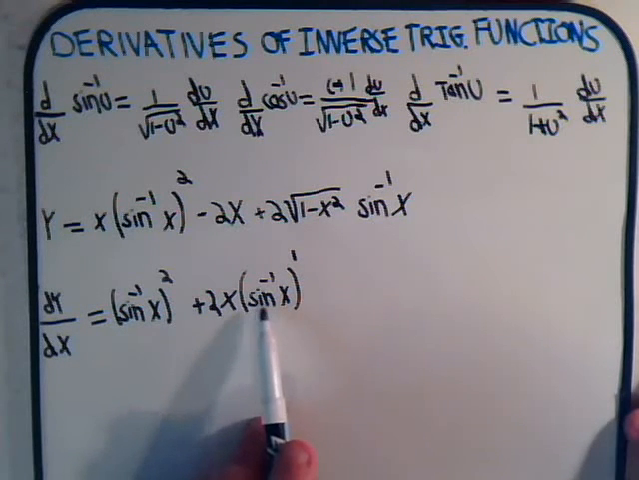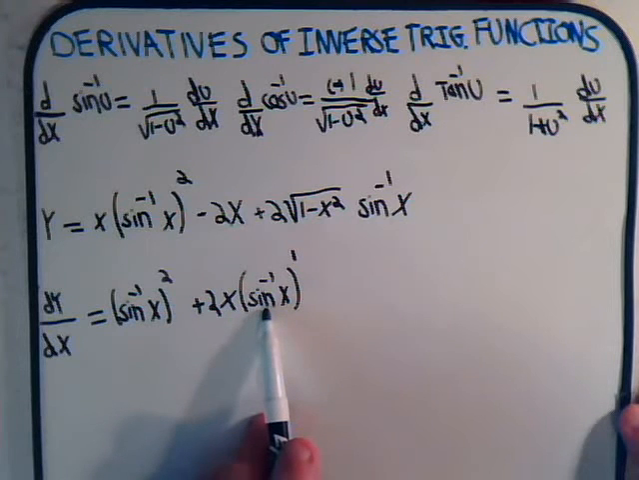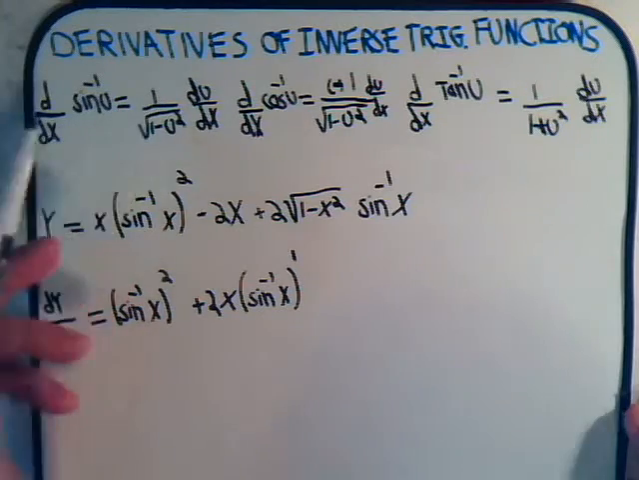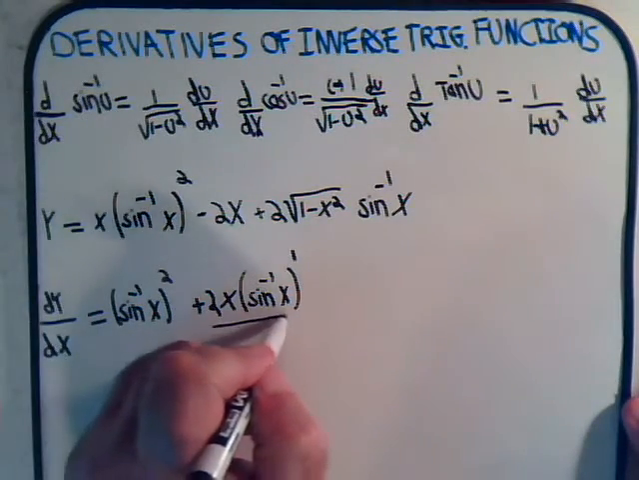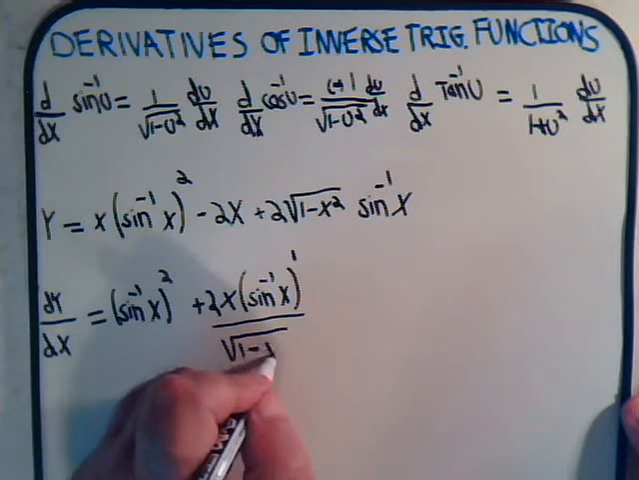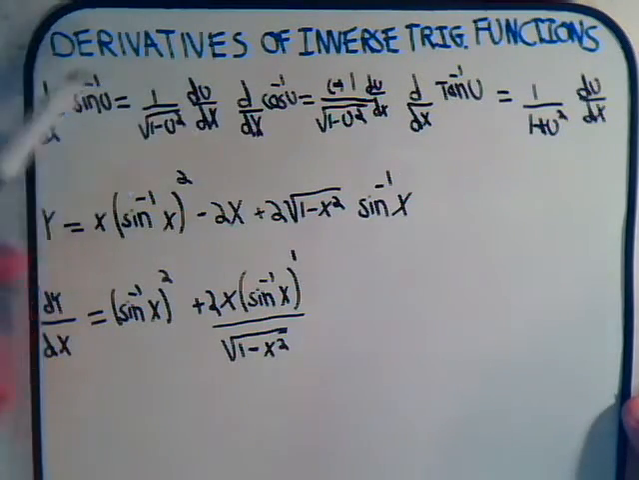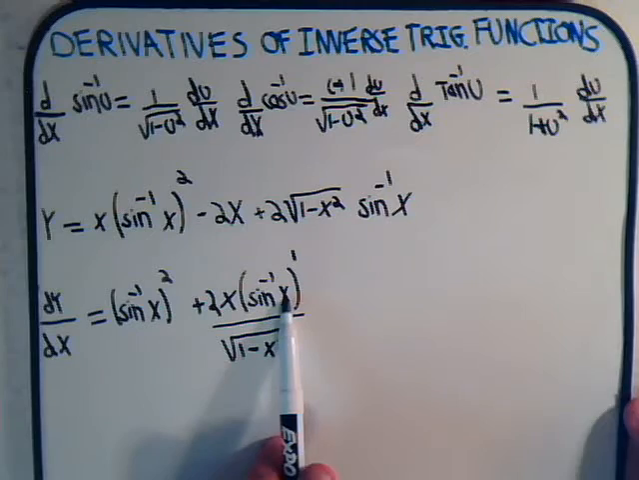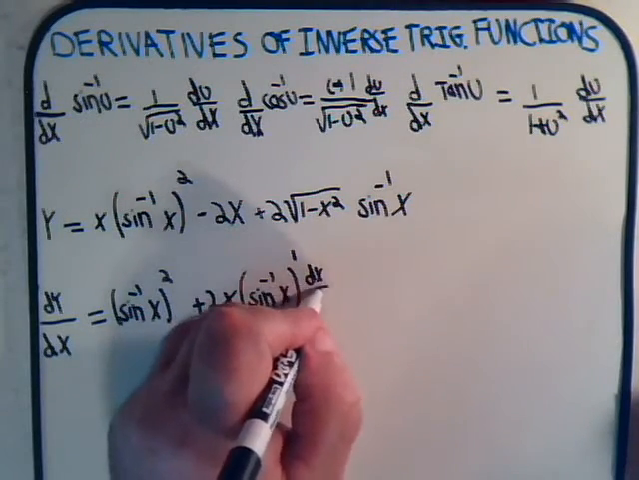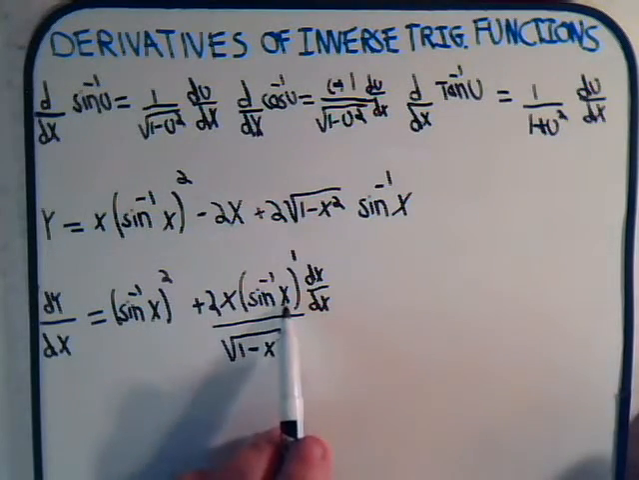And then we have to take the derivative of what's inside of here. And the derivative of the inverse sine of x would be 1 over the square root of 1 minus x squared. And I have to take du/dx. In this case, that would just be dx/dx. You can write it down the first time here. But of course, that's just 1. And obviously, this is just the inverse sine of x.